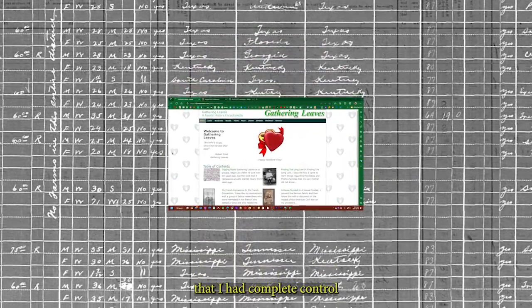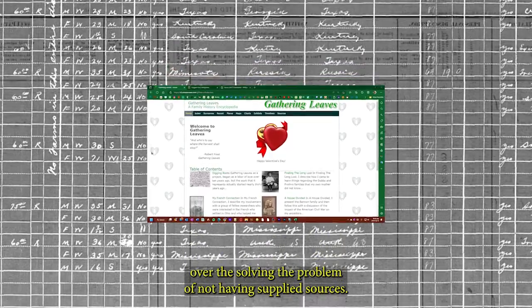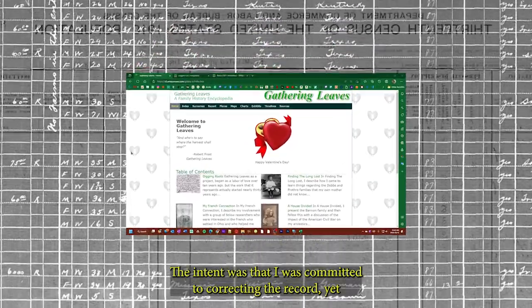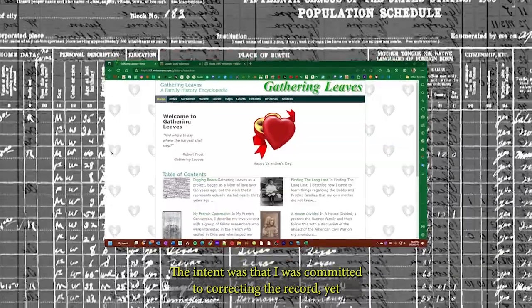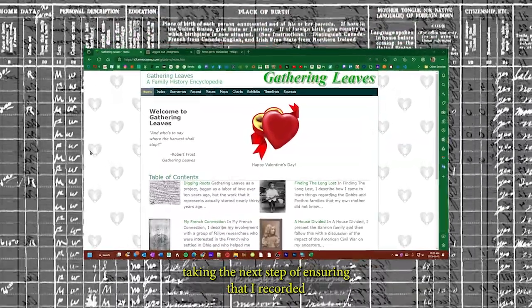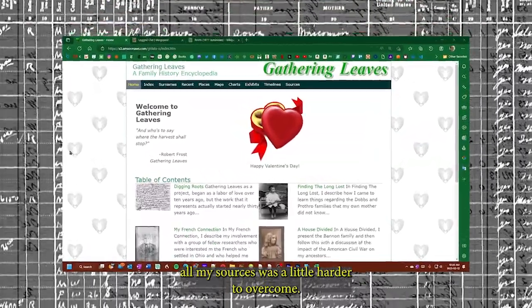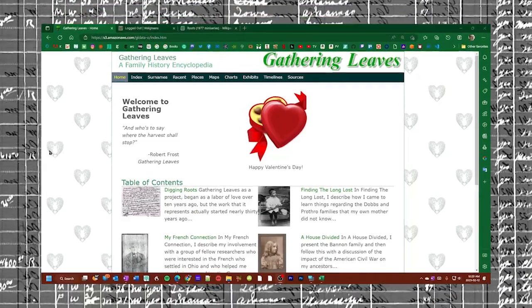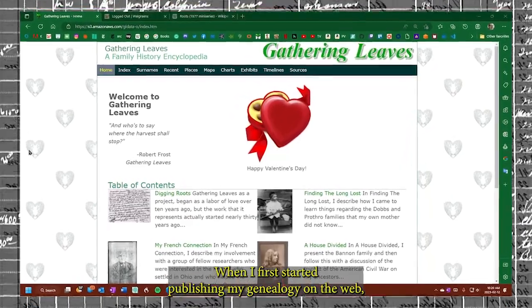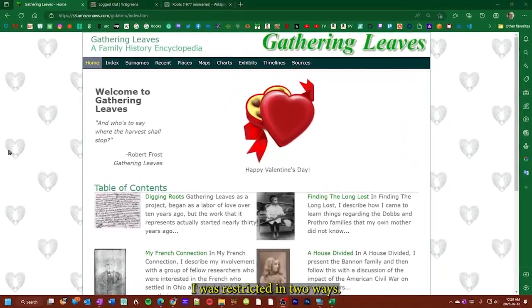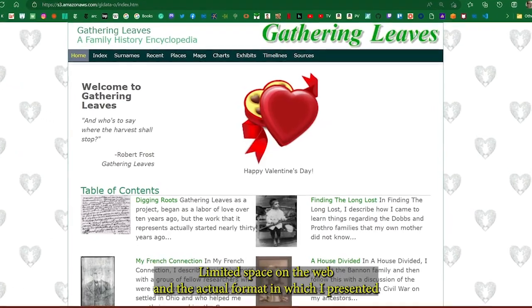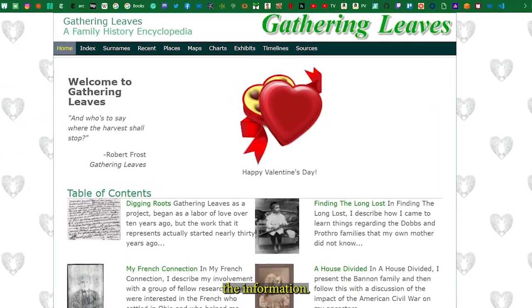site that I had complete control over, thus solving the problem of not having supplied sources. The intent was that I was committed to correcting the record. Yet taking the next step of ensuring that I recorded all my sources was a little harder to overcome. When I first started publishing my genealogy on the web, I was restricted in two ways: limited space on the web and the actual format in which I presented the information.